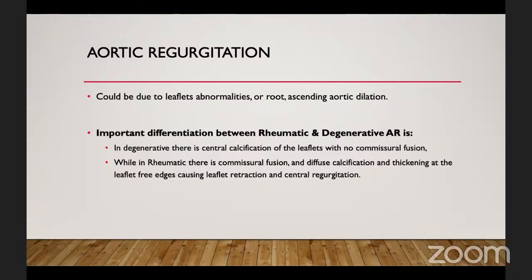And it is an important clue to differentiate between rheumatic regurgitation and degenerative aortic regurgitation. Usually in degenerative regurgitation, the calcification is central and there is no commissural fusion. But most of the time in rheumatic regurgitation, there will be commissural fusion, and the calcification will be diffuse. And the thickening will involve mainly the leaflet free edges.